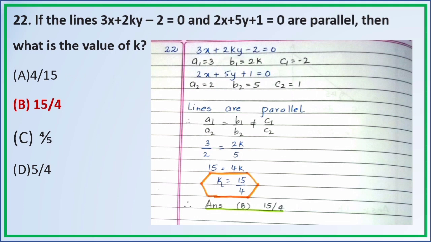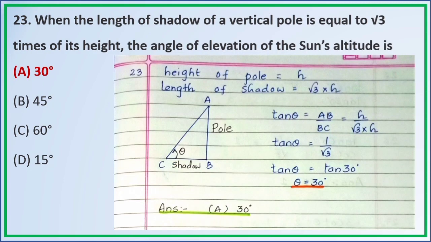If lines 3x plus 2ky minus 2 equals 0 and 2x plus 5y plus 1 equals 0 are parallel, students, we know the condition when the lines are parallel: a1 by a2 is equal to b1 by b2, not equal to c1 by c2. By taking the ratio a1 by a2 equal to b1 by b2, substituting the values of a1, a2, b1, b2 and simplifying, we get the value of k as 15 divided by 4. Therefore, the correct answer is option B, 15 divided by 4.